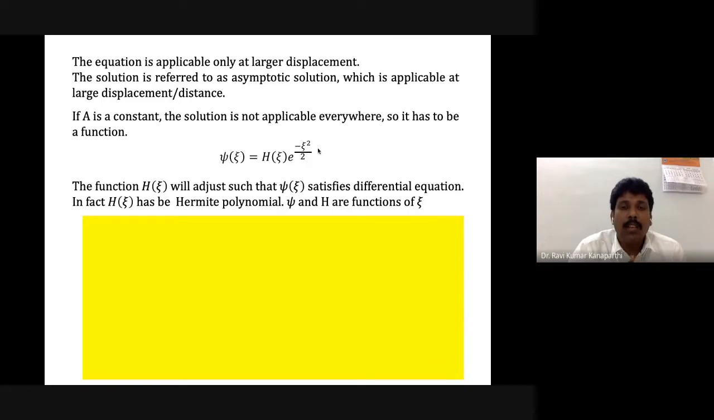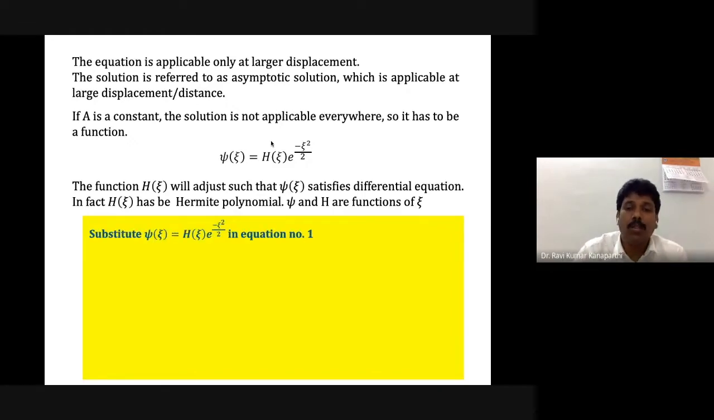If you have any doubt, you can stop me and ask. So essentially what we are going to do is calculate the first derivative of this total function and also the second derivative, and then substitute in the previous differential equation. That is what I'm going to do. I hope that you can follow this simple differentiation. It's not a very big deal.